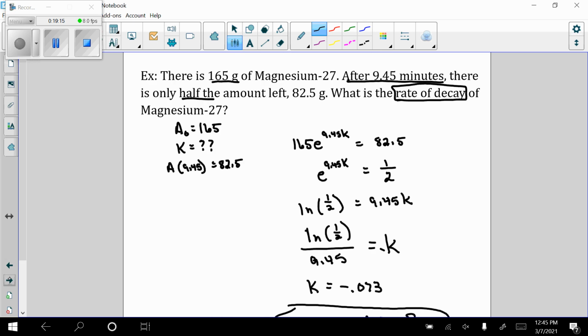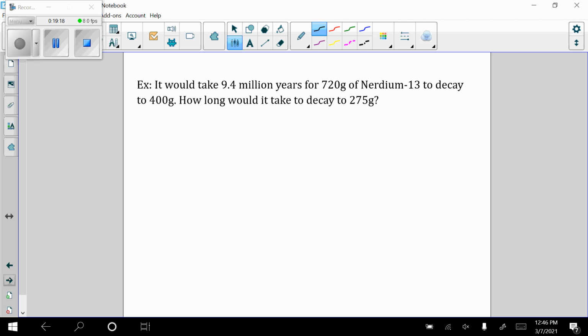Okay, so one final one. Not a lot of information here, but a lot of calculations to do. So it's going to take 9.4 million years for 720 grams of nerdium-13 to decay to 400 grams. How long will it take to decay to 275? So the first thing I have to do is figure out my decay rate.